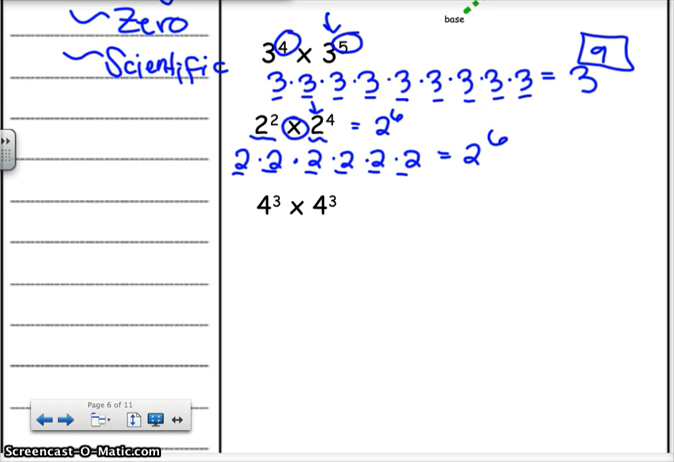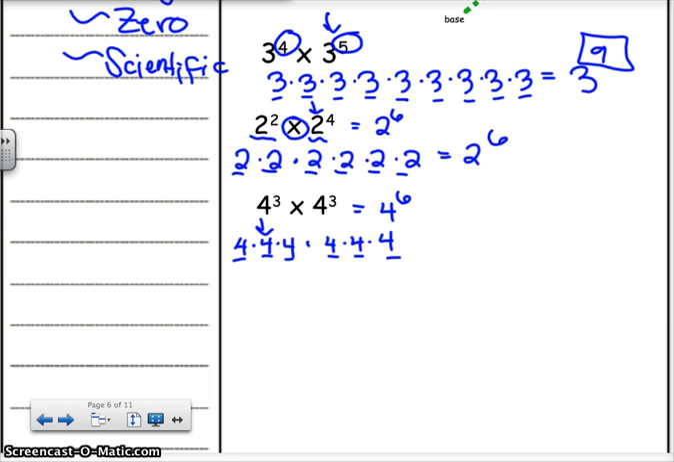4 cubed times 4 cubed, what do you think it should be? Your hypothesis says 4 to the 6. Let's test it. This is 3 4's, 1, 2, and 3, times, this is 3 4's, 1, 2, and 3, for a total of 1, 2, 3, 4, 5, and 6. So that is equal to 4 to the 6th.